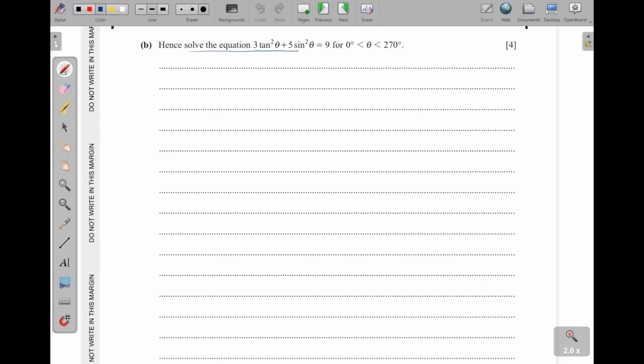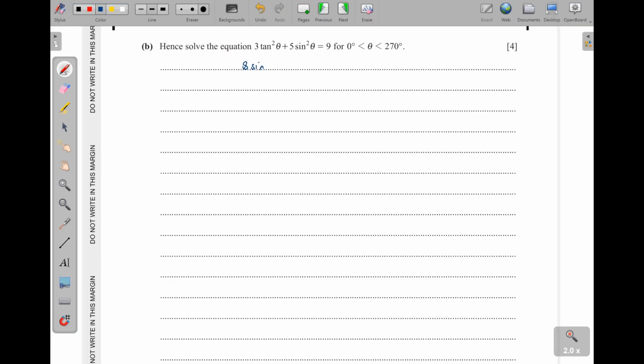Part B, hence solve the equation, this one here. Remember, our equation, we got it as 8 sine squared theta minus 5 sine power 4 of theta over 1 minus sine squared theta. Then this one will be equivalent to 9. Now you cross multiply: 8 sine squared theta minus 5 sine power 4 theta, which is equal to, remember this one is over 1, okay? Then 9 minus 9 sine squared theta.